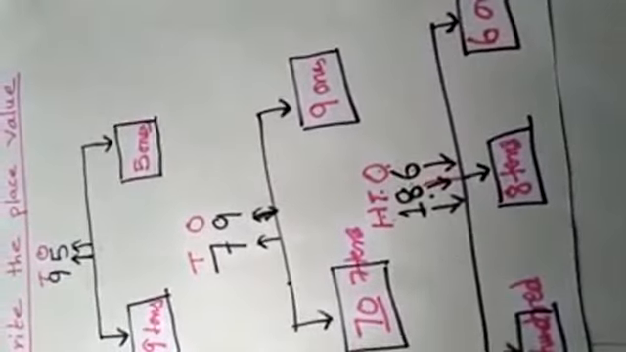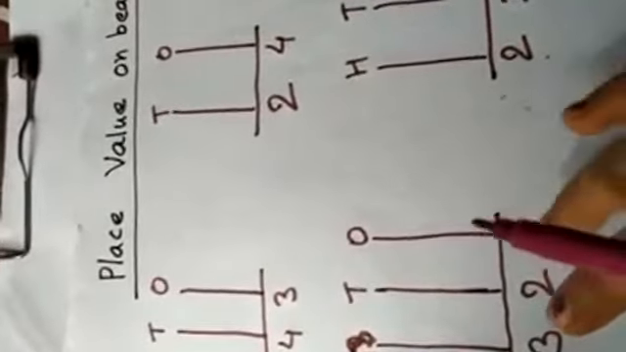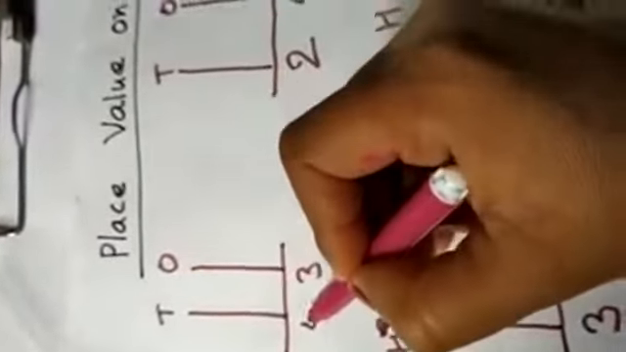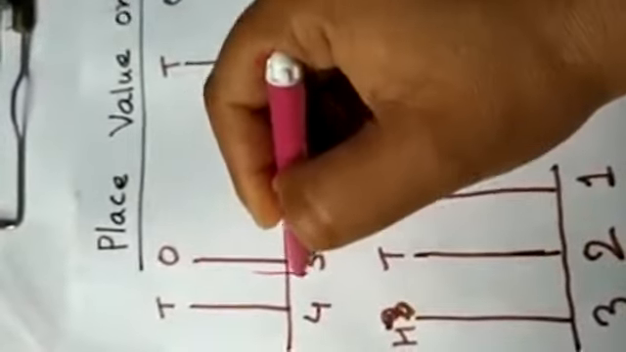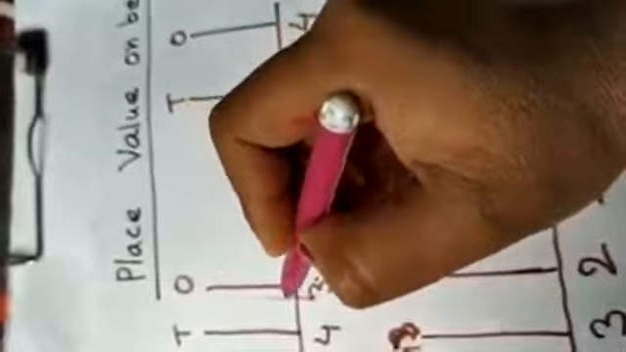In other way, we'll write. See that? In other way, how can we write? This one, as counting beads. We can count beads. See that? Place value on beads.